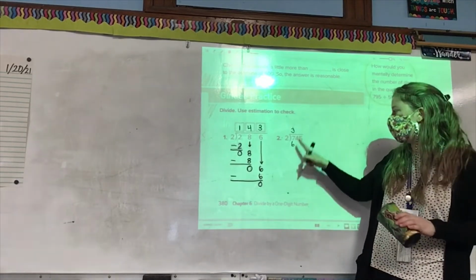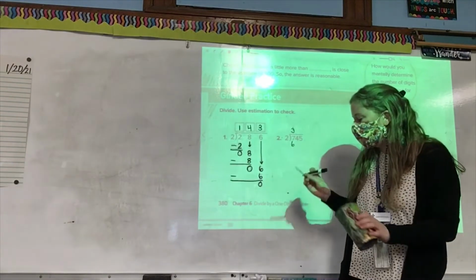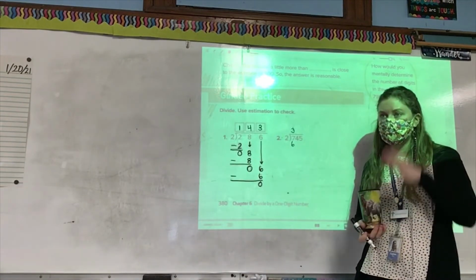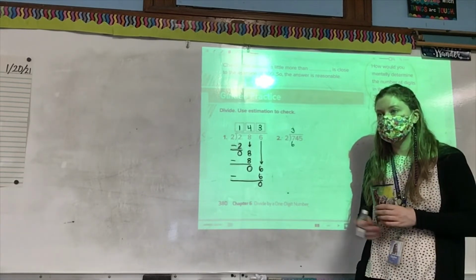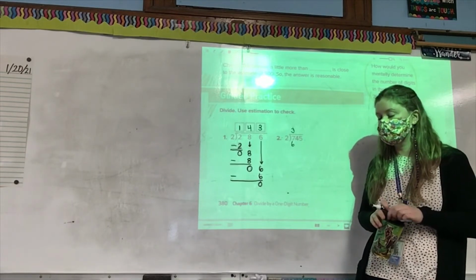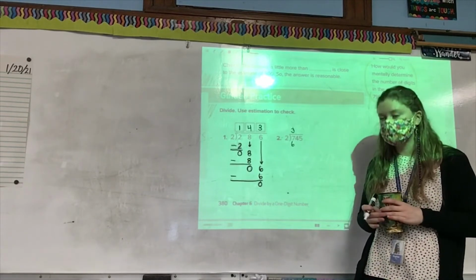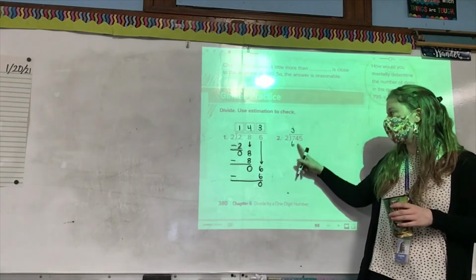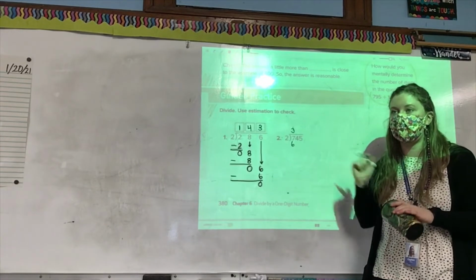Okay, we just divided, multiplied, now we subtract. Victoria, what do we subtract? We subtract the answer to our multiplication problem from the first digit of our dividend. Good. We subtract the answer to our multiplication problem from the first digit of our dividend, which means we're doing what in numbers?